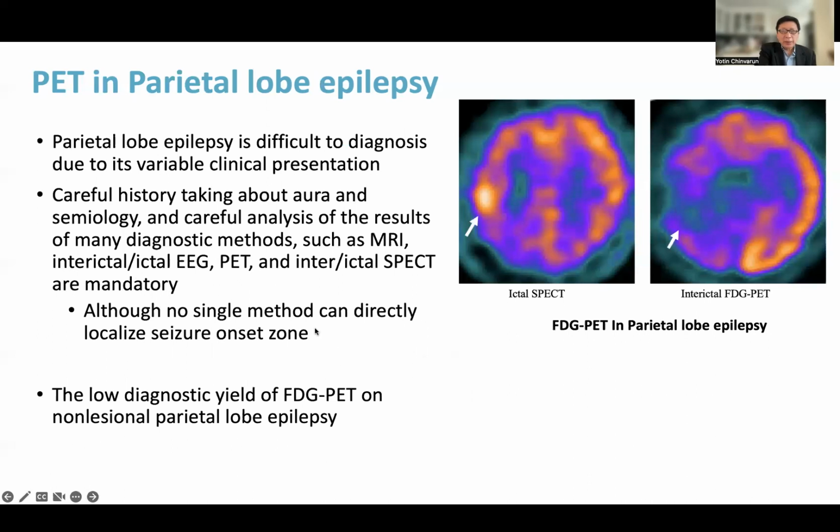How about PET in parietal epilepsy? It is much more difficult to diagnose due to the variable clinical presentation, because the parietal lobe has variable presentations. Careful history about the aura and semiology, and careful analysis of the results of many diagnostic methods such as MRI scan, EEG, PET, and SPECT are mandatory, although no single method can directly localize the seizure onset zone. The diagnostic yield of FDG PET is low in non-lesional parietal epilepsy. This is an example of the parietal.